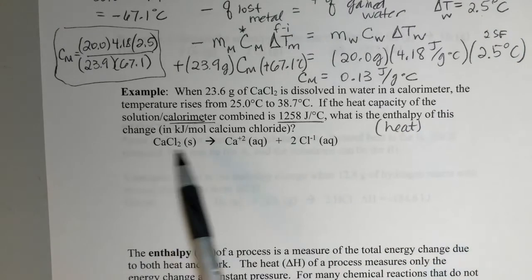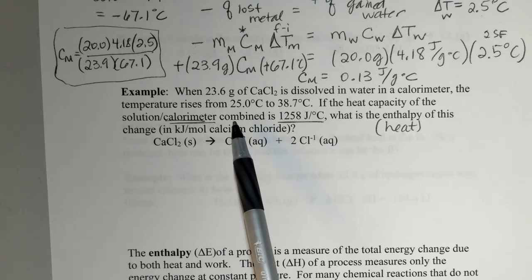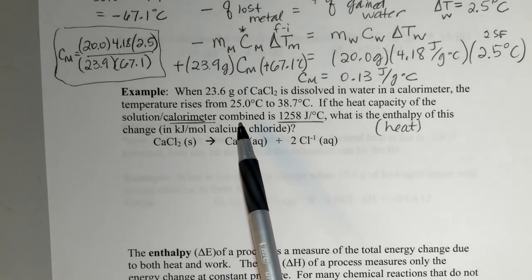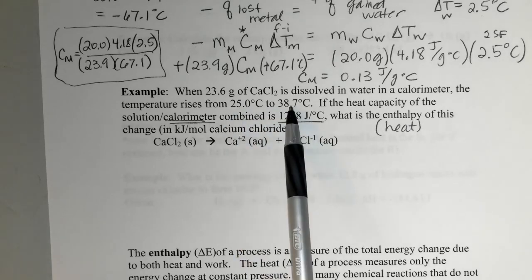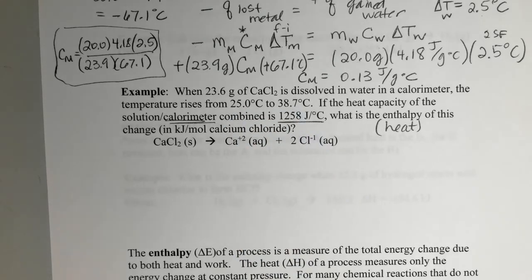So essentially what happens is the calcium chloride here, when it dissolves, that is an exothermic process. It releases energy to the surroundings. And so if we were doing this in a test tube, we would feel that, right? That temperature is going up, the test tube's getting hotter.